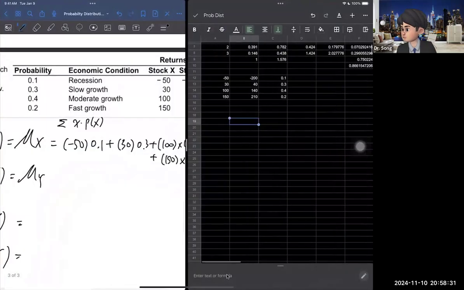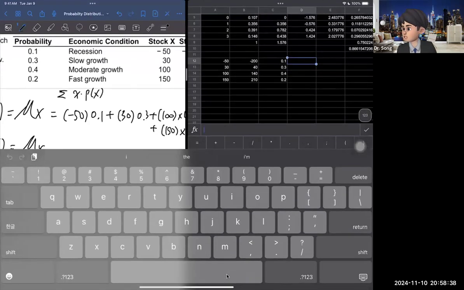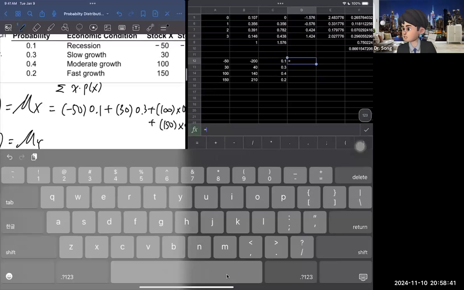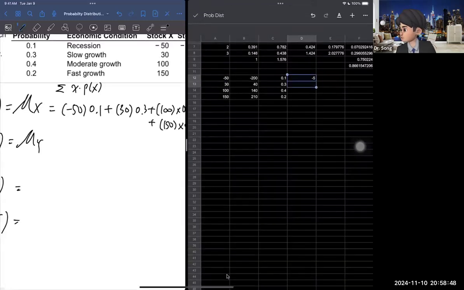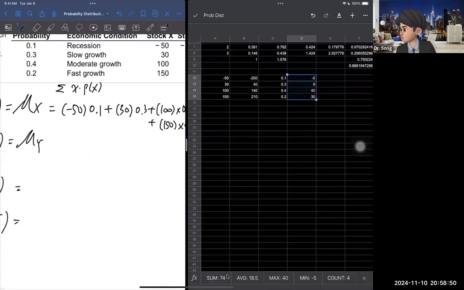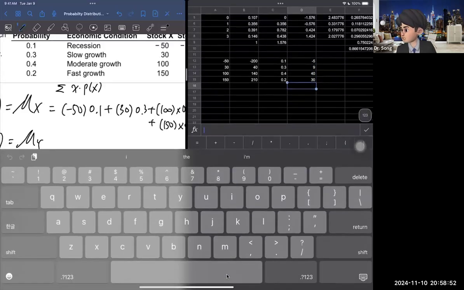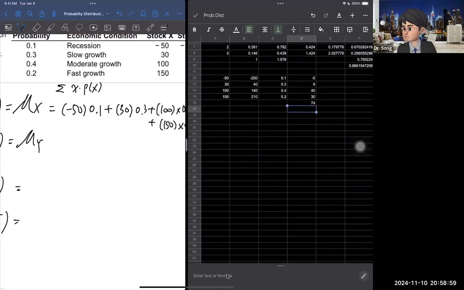So here, when I calculate the mean of X, I first find the multiplication of these two, the probability and outcomes. So negative 50 times the probability 0.1, and so on and so forth. And you do the same thing. So autofill, and then find the summation. The summation of these numbers is 74. So the mean of X is 74.